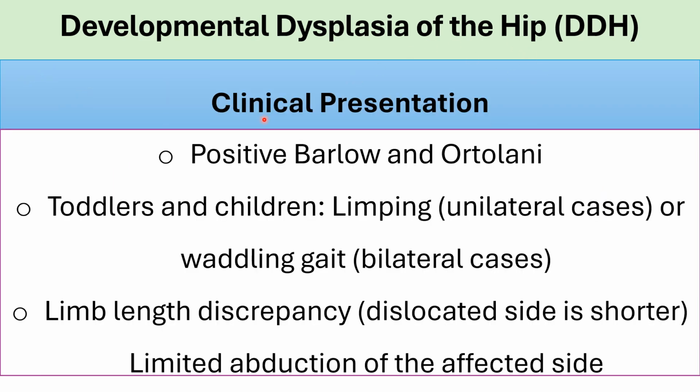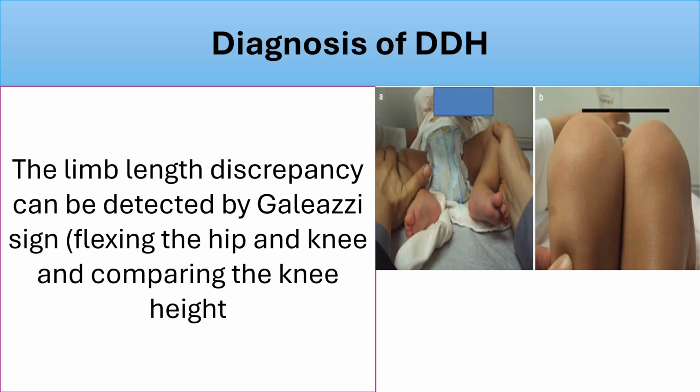Diagnosis of DDH, or clinical presentation of DDH: positive Barlow and Ortolani in the first 3 months of life. In older children, when they start to walk, they will present with limping if it's unilateral or waddling gait if it's bilateral. Limb length discrepancy is one of the manifestations, and the dislocated side will be the shorter side, with limited abduction of the affected side. Limb length discrepancy or unequal limbs can be detected by the Galeazzi sign.